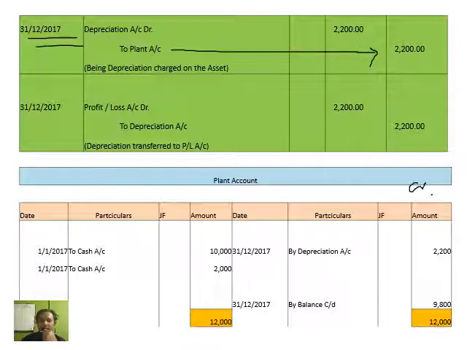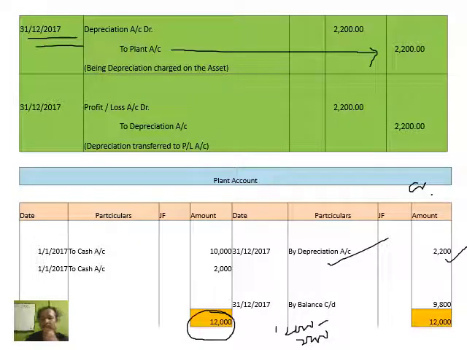Now on the credit side, what will we record? By depreciation account, 2,200. If you look, this is 12,000 and on the other side there is 12,000. So 12,000 minus 2,200, you will get the balance figure of the first year. Now this balance will be transferred to the next year because this is on 31st of December 2017. December is the last date, so automatically the balance will go to the opening date.